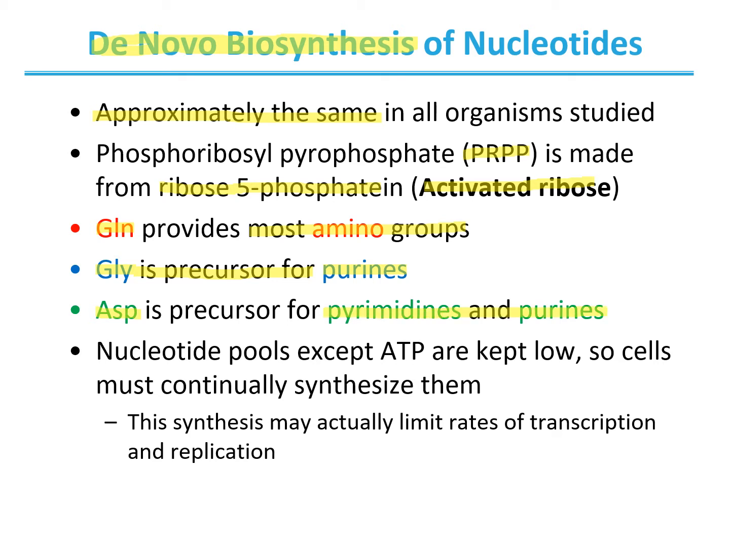The nucleotide pools except the ATP are usually kept very low in the cells, so that the cells have to continuously synthesize them whenever there is a need for synthesis. But ATP, as we all know, is a very common molecule inside the cell, so it is always present in abundance. But apart from that, the rest of the nucleotides, the concentration is kept very low.